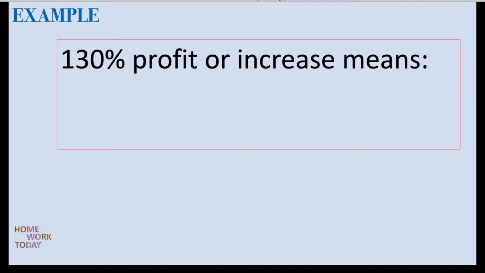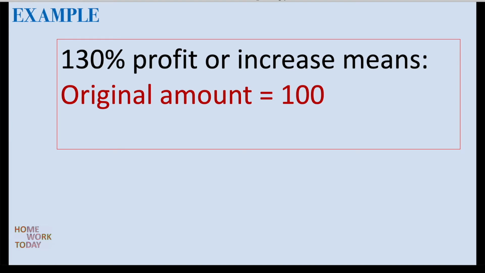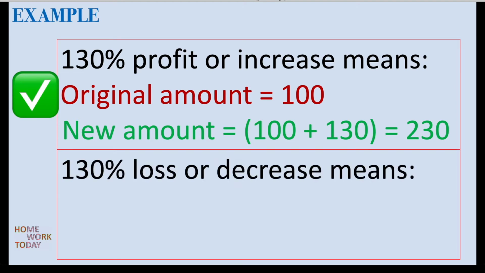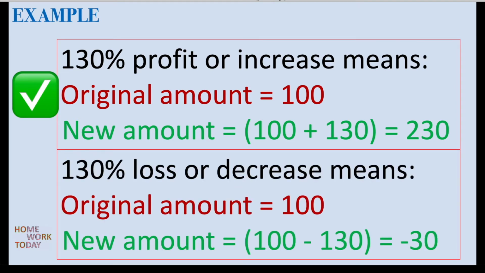Now let's come to 130%. If 130% profit, buying price would be 100 and selling price would be 230. This can easily happen in reality because it's logical that an item can be bought for 100 taka or pounds and it can be sold for 230 taka or pounds, making a profit of 130%. However, if there were a loss of 130%, the selling price would have been negative 30, which is impossible in reality because no one would sell an item free to a buyer and give them more money.